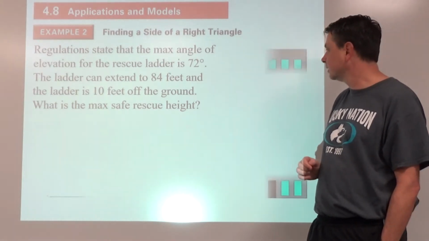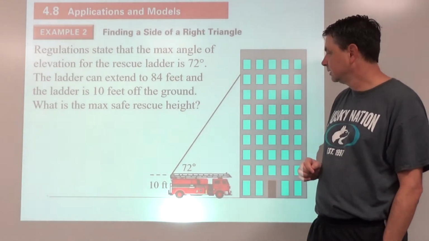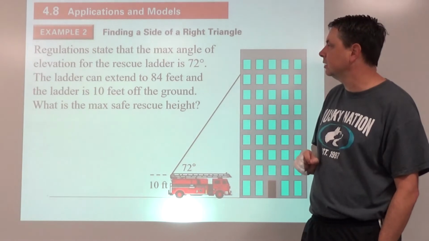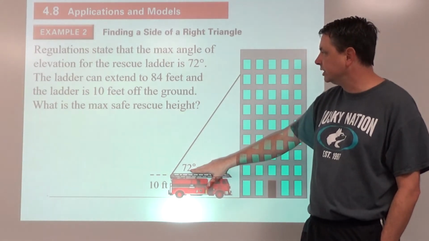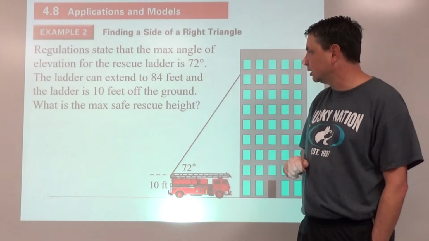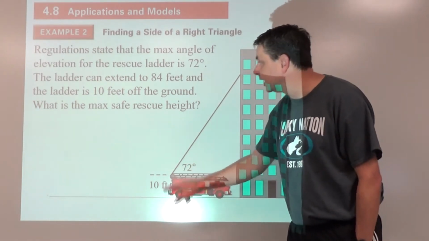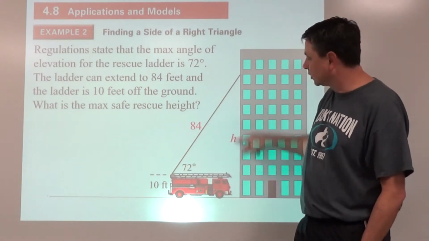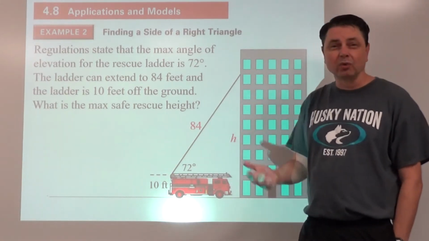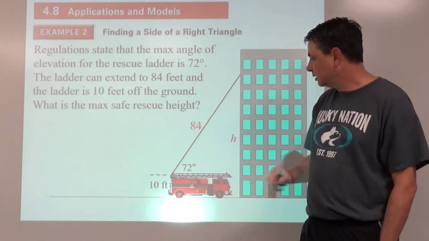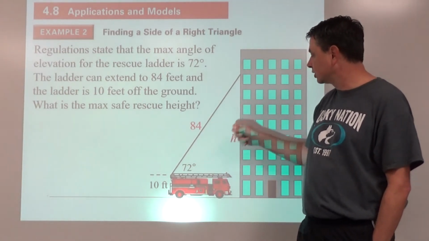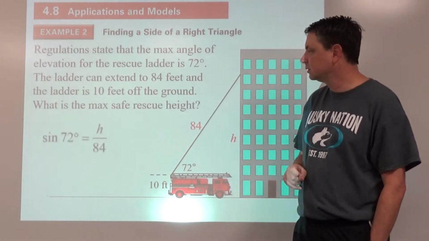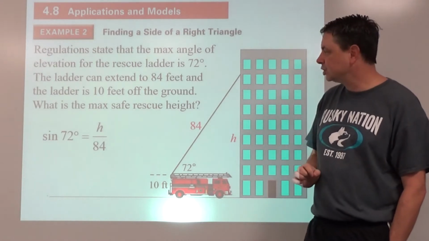It's going to end up looking something like this. Maybe a few more labels to put in here, such as we've got our 72 degrees, we need an 84-foot ladder, it is 10 feet off the ground, unknown h here for our right triangle. So we're going to do some right triangle trigonometry, where the sine of 72 degrees is h, opposite, divided by 84 hypotenuse. Let's go ahead and solve that for h.